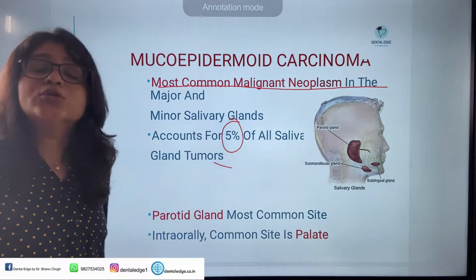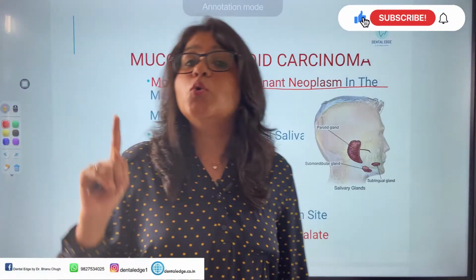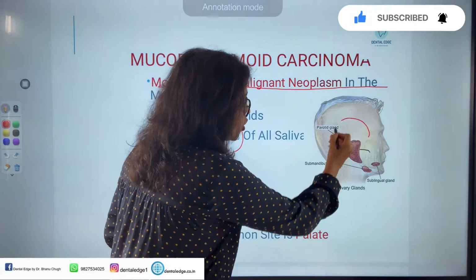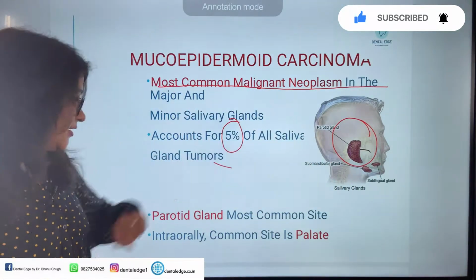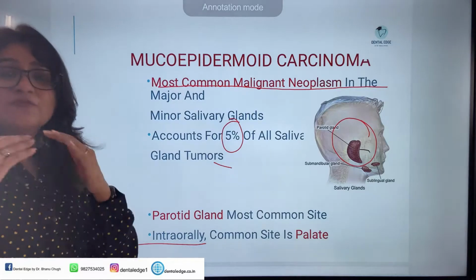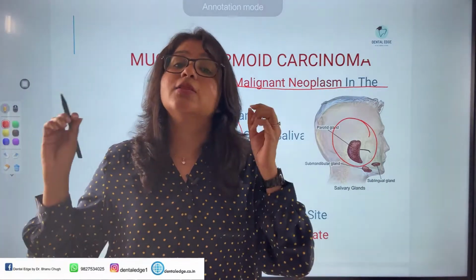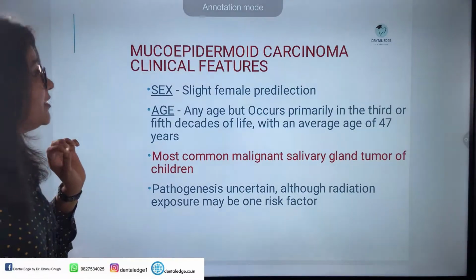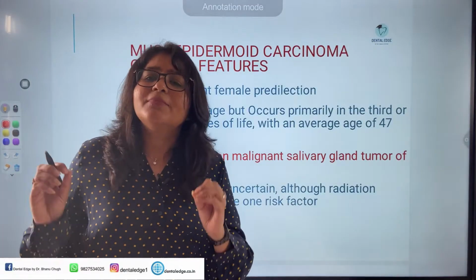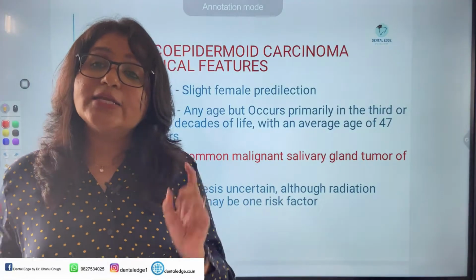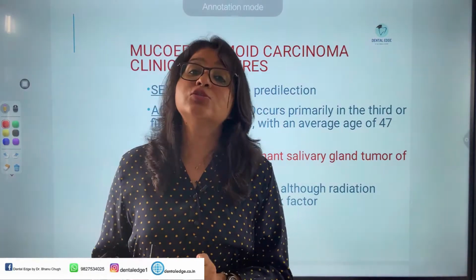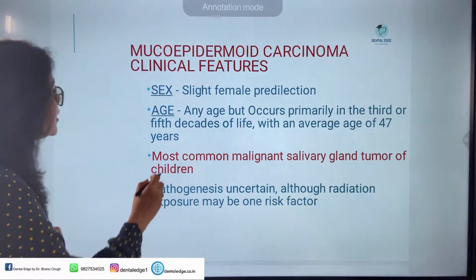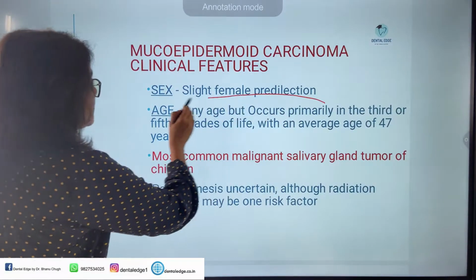And the most common site, remember this, the most common site is the parotid gland, right? So the most common site is the parotid gland, and intraorally, if we see the minor salivary glands, the most common site in the minor salivary glands is the palate. Coming to the sex predilection, remember that in almost all salivary gland neoplasms except Warthin's tumor, it is more common in females. So there is a slight female predilection.